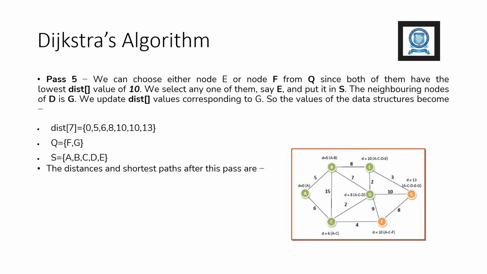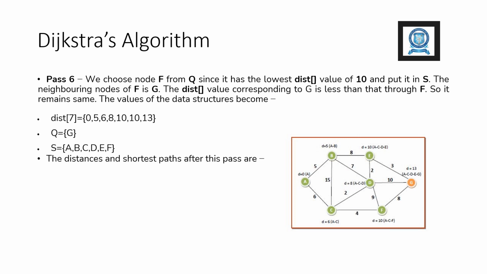In pass 5, we can choose either node E or node F from Q since both of them have the lowest dist value of 10. We select any one of them, say E, and put it in S. The neighboring node of E is G. We update dist values corresponding to G. So the values of the data structures become dist of S is equal to 0, 5, 6, 8, 10, 10, 13. Q is equal to F, G. S is equal to A, B, C, D, E. The distances and shortest paths after this pass are shown in the figure.